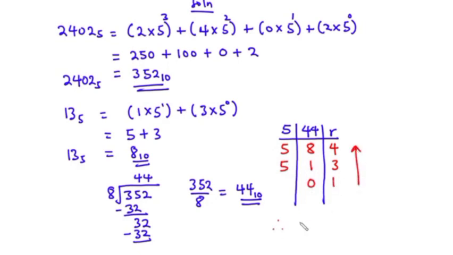Therefore, 2402 base 5 divided by 13 base 5 is equal to, we are going to read from the bottom to the top, so it's equal to 134 base 5.